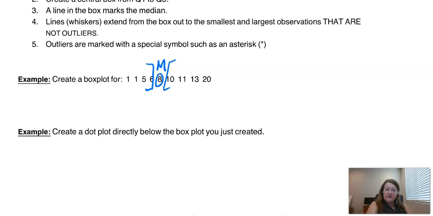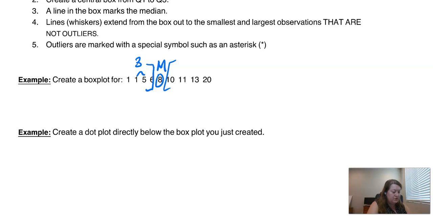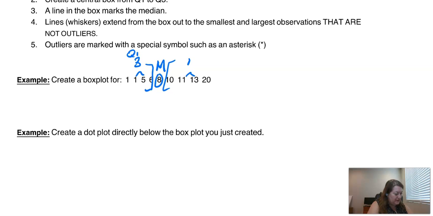So when there's an even amount in the middle, we're going to have to average them. So this is 1 plus 5 is 6. 6 divided by 2 is 3. So 3 is Q1. And over here, the midpoint between 11 and 13, right? We add those up, we divide by 2, we get 12 is Q3. Our maximum is 20. Our minimum is 1.